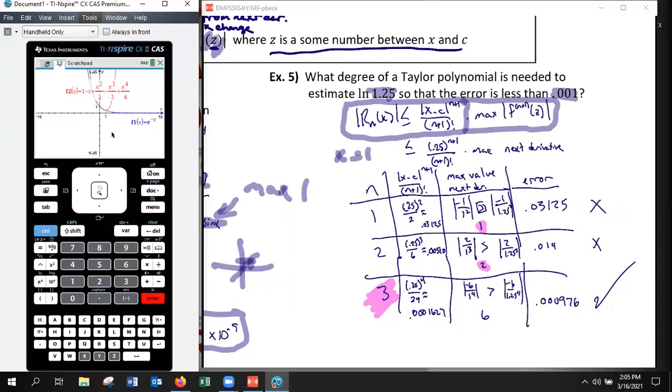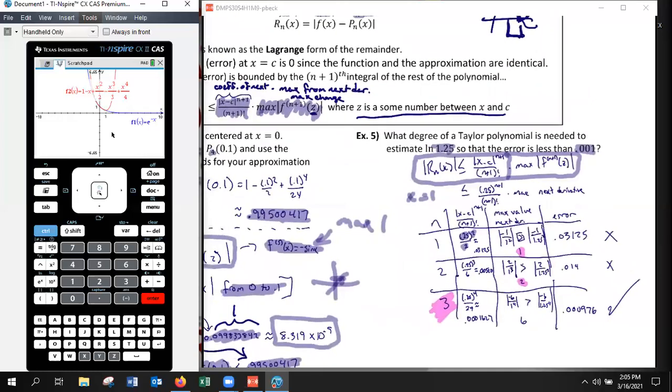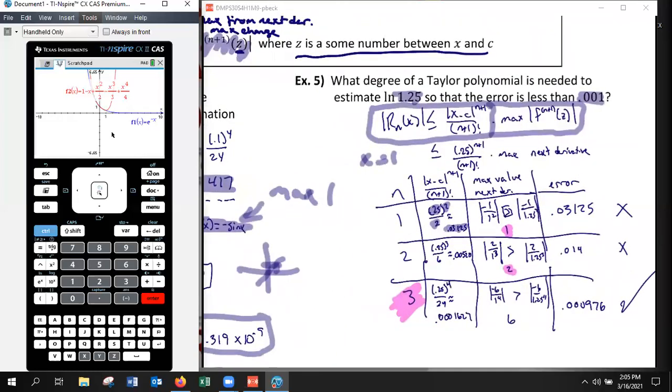This is truly a Taylor polynomial. So 1 minus 1.25, the absolute value, that's 0.25 to the second power over 2. The reason it's the second power over 2 is because we're looking at the next term. I have that decimal approximation here. Now, what's the maximum value of that next derivative? Our next derivative is going to be negative 1 over x squared. I took the absolute value of that, compared the two, and said, okay, that one's bigger. So 1 is going to be bigger. So our error is going to be the 0.03125 times 1.